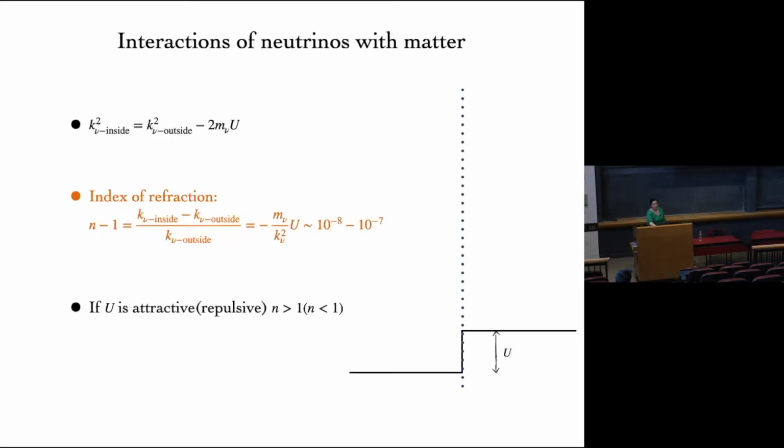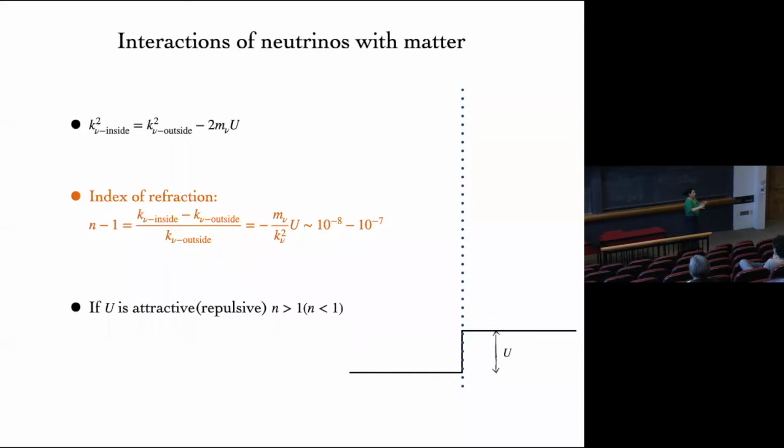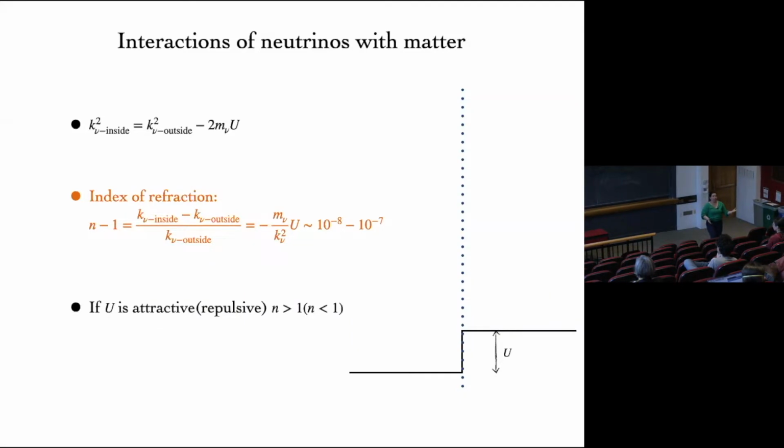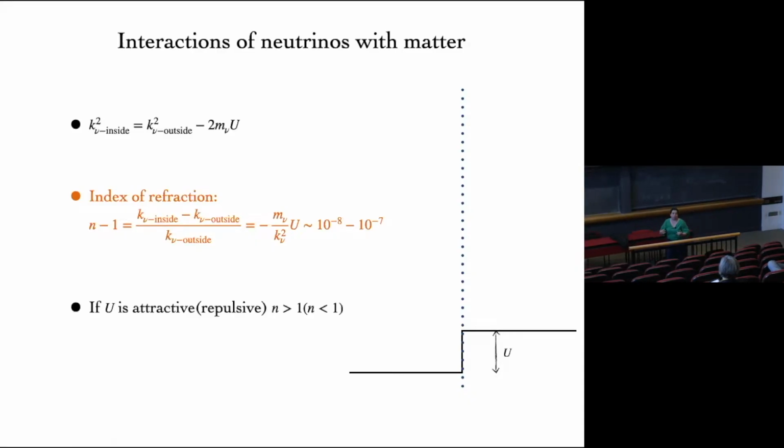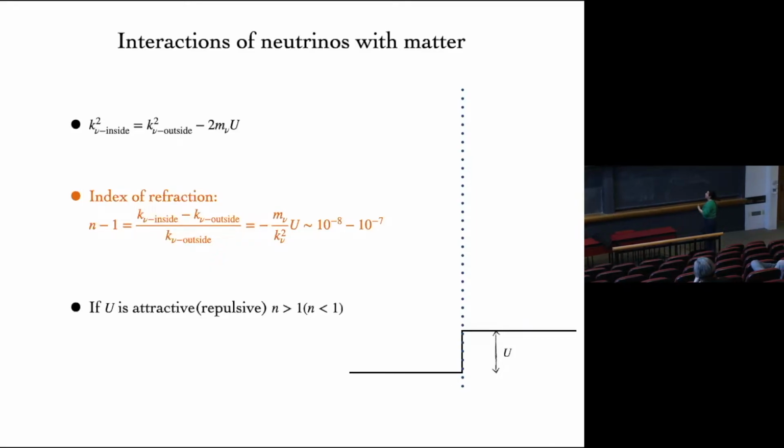So now let's solve the Schrödinger equation. We take a neutrino wave of energy E_neutrino and momentum k, and we solve the Schrödinger equation, fixing the energy, and we find that inside the material the momentum needs to change. The square of the momentum changes by an amount of minus 2 m_neutrino U. That's simple kinematics, energy conservation. So again, as I said yesterday, the index of refraction changes how much the kinetic energy of these neutrinos changes inside the material. If U is attractive, the index of refraction is larger than 1. If U is repulsive, it is less than 1.